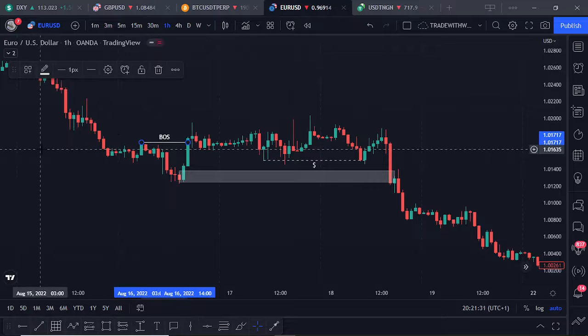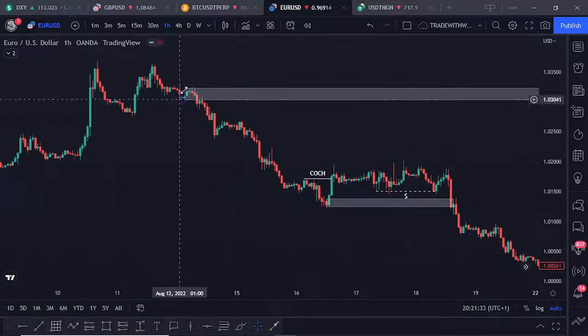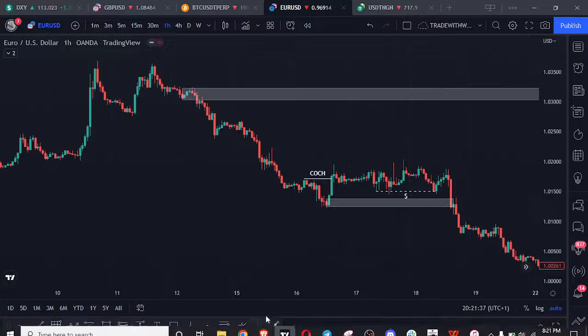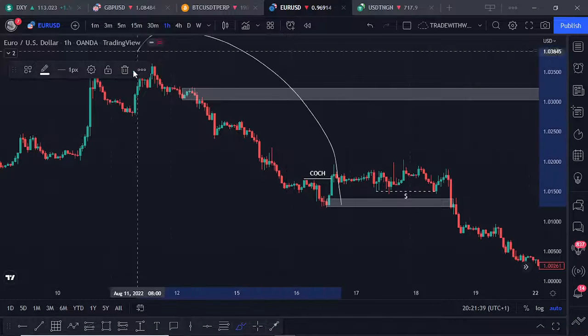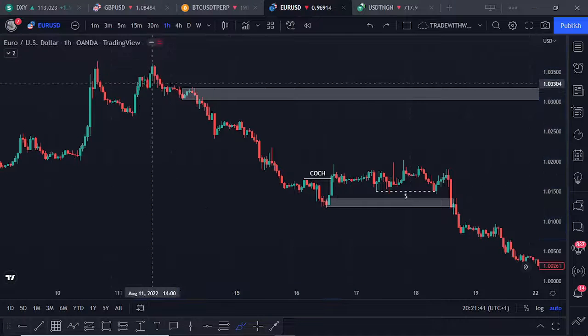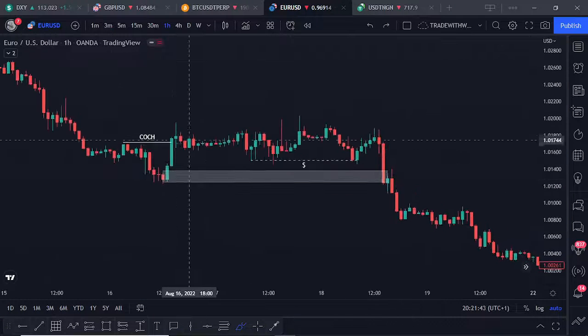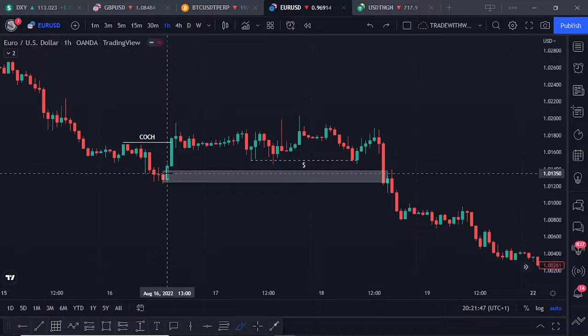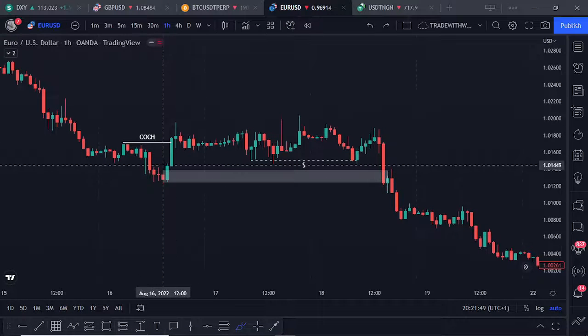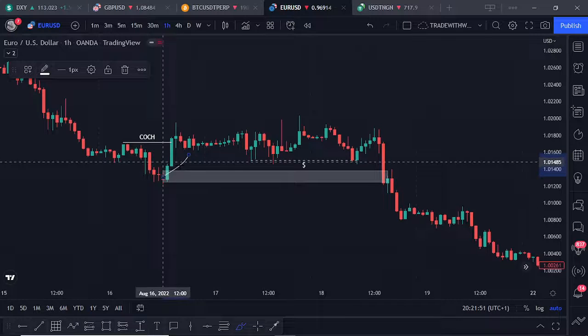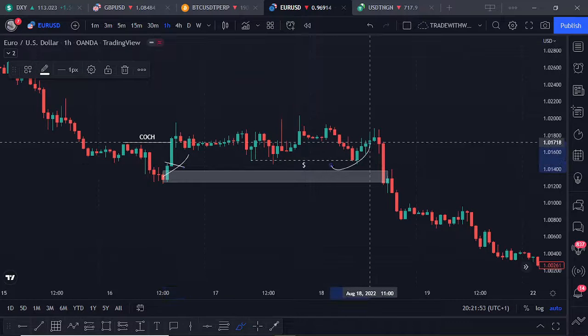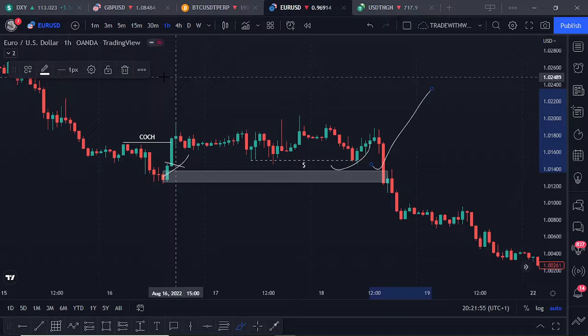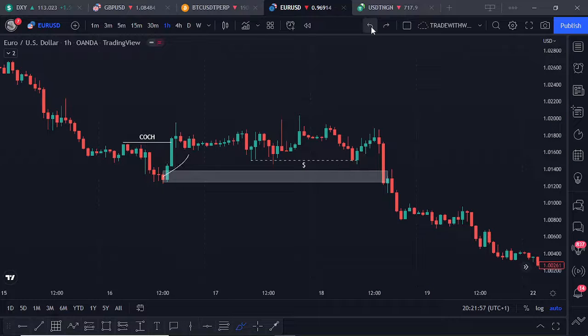But we're using change of character because it's the first break of structure after the strong downtrend over here, right? After this downtrend over here. That's the first break of structure. That's why it's called change of character. So change of character is signifying that this trend might want to start moving from the downtrend towards the uptrend and just continue going up like that. Okay, that is the meaning of change of character.